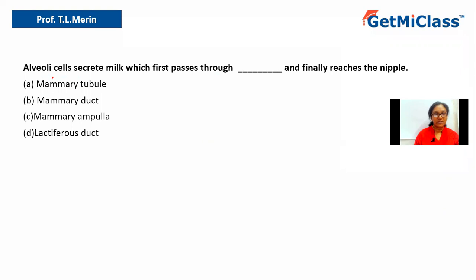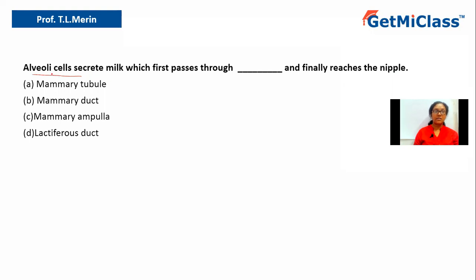Today we are going to solve this question which says alveoli cells secrete milk which first passes through dash and finally reaches the nipple. Option A mammary tubule, option B mammary duct, option C mammary ampulla, option D lactiferous duct. So let us understand the question. It says alveoli cells secrete milk which first passes through dash and finally reaches the nipple. So through what does this milk pass through first?